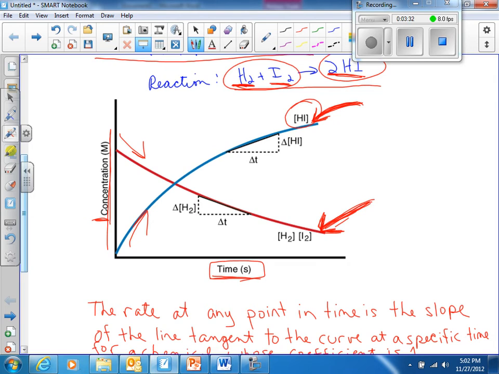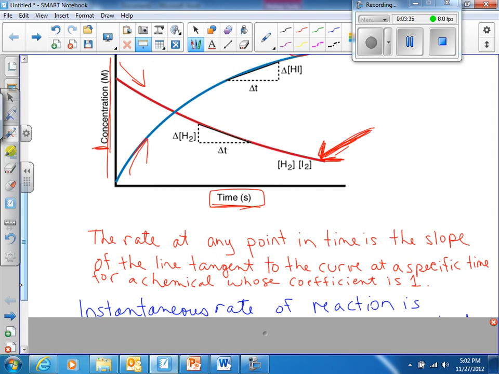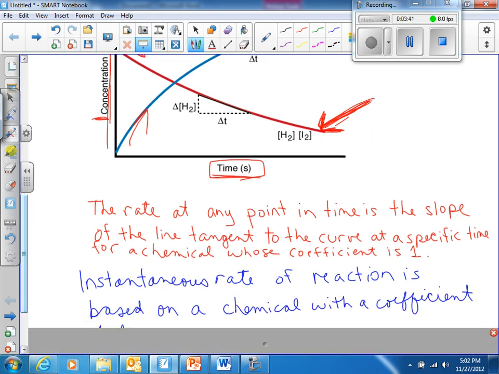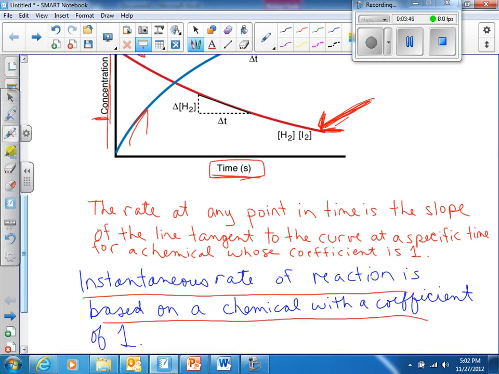All right. So let's look back here. I'm just repeating what I wrote a moment ago, that the instantaneous rate of reaction is based on a chemical with a coefficient of 1. That's very important. So we look at a slope for the chemical whose coefficient is 1. So right here we have a slope. We take the tangent line at this time right here. We take that tangent line, we calculate the slope of the tangent line, and that slope is the actual rate.